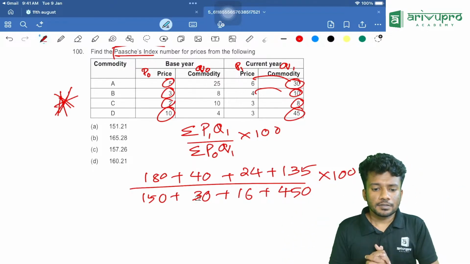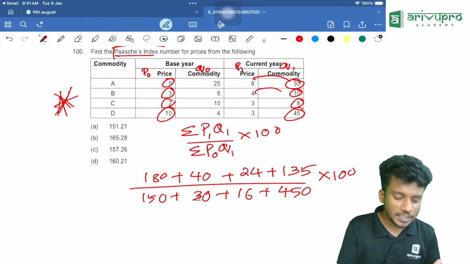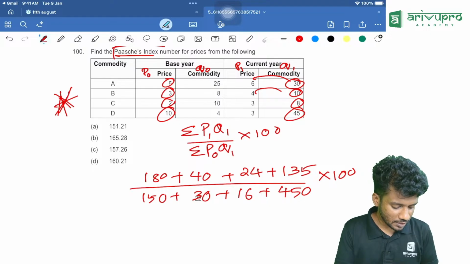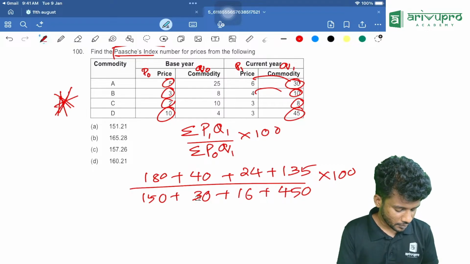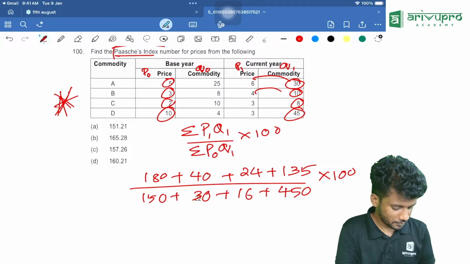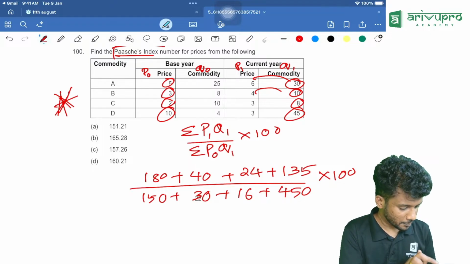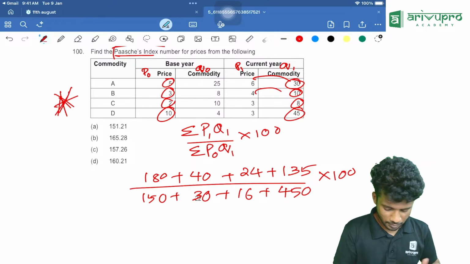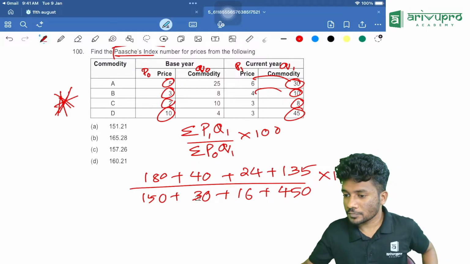Now that's all. Now we will go to doubt solving. If you have doubts, please start asking. Let me check the comment section once again. Yes. What is happening to my phone? It's acting completely weird. Yes, please ask the doubt, people.